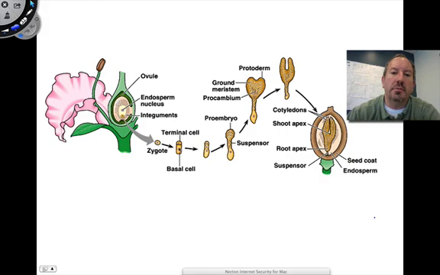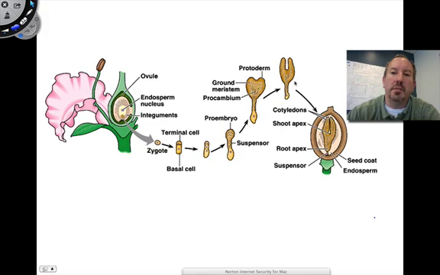That's going to divide through mitosis. It makes this big cell called the basal cell and then the terminal cell. It's mainly the terminal cell that's dividing until you reach something. There's terms for everything, suspensor and then proembryo. But basically what we're saying here is this is primary meristem. Do you remember like procambium is going to become the vascular tissue, and ground meristem is going to become the ground tissue, and protoderm will eventually become the epidermal cells.